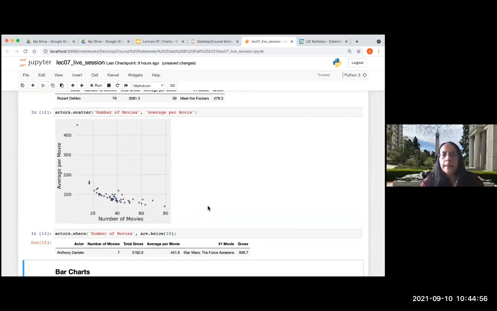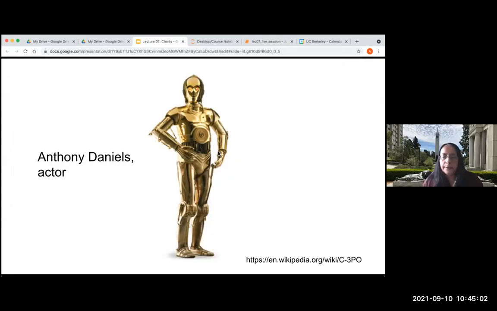We all know who Anthony Daniels is. Do we know who Anthony Daniels is? You bet we know who Anthony Daniels is. That's who Anthony Daniels is. It's C-3PO. It's the actor behind C-3PO.